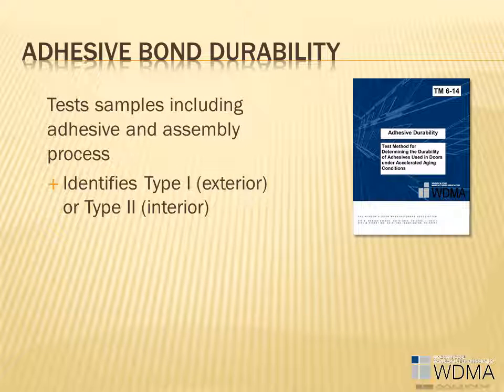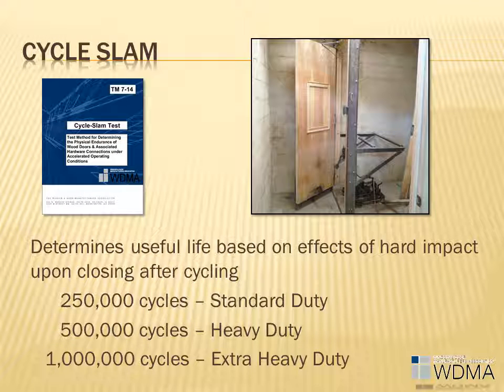Adhesive bond durability, WDMA TM6, determines the performance of adhesive bonds for doors under accelerated aging conditions. Cycle slam, WDMA TM7, determines the physical endurance of wood doors and associated hardware connections under accelerated actual operating conditions. Standard duty doors are tested for 250,000 cycles, heavy duty 500,000 cycles, and extra heavy duty doors for 1 million cycles.